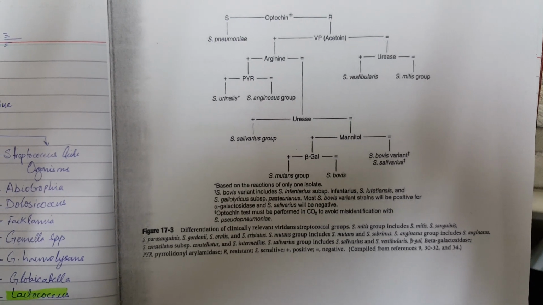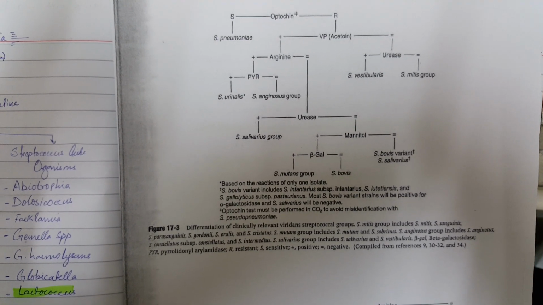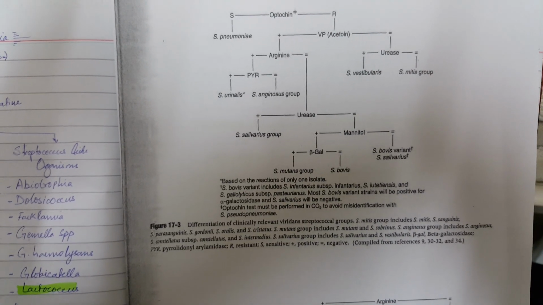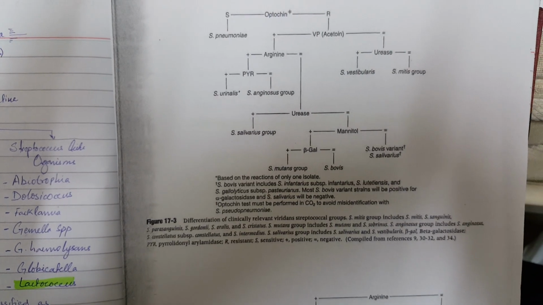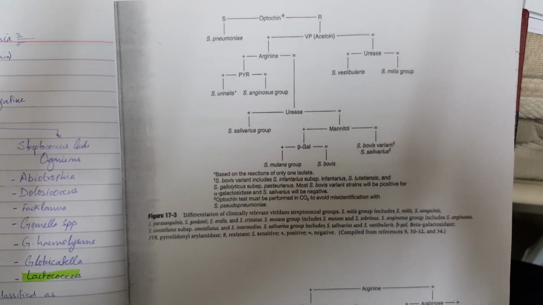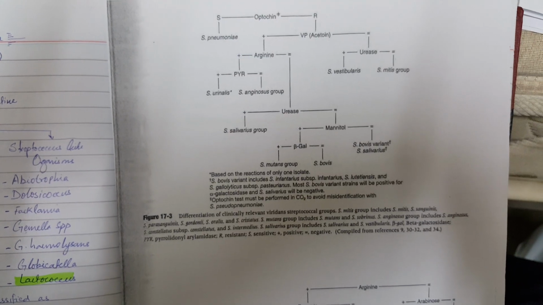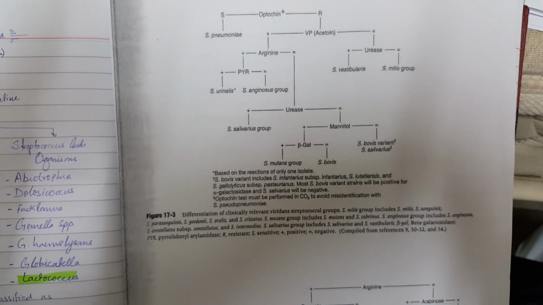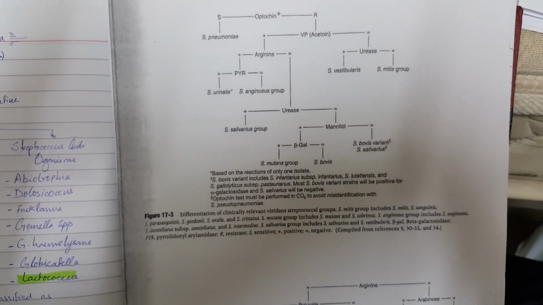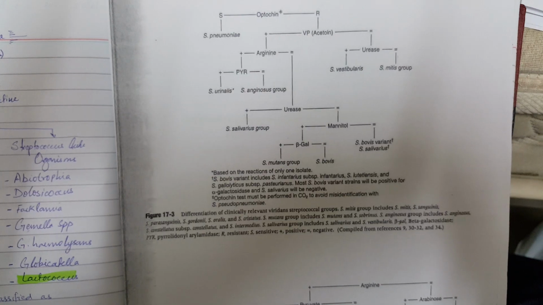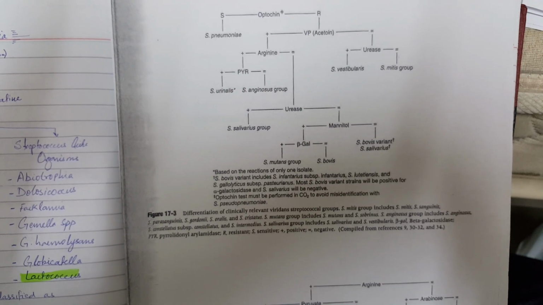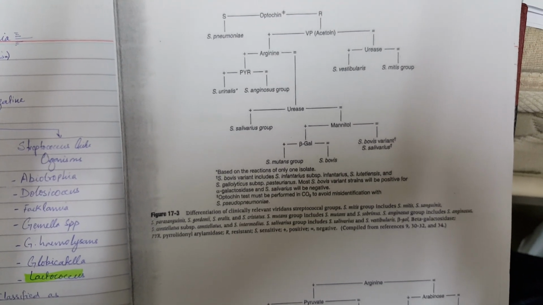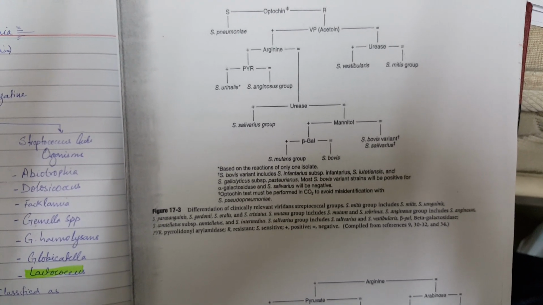If the VP is positive and optochin resistant, then we check arginine. If arginine is negative, then we go for urease. If the urease is positive, this is Streptococcus salivarius group. If urease is negative, it is further tested with mannitol. If mannitol is negative, urease is negative, arginine is negative, but only VP is positive and optochin resistant, that is considered Streptococcus bovis variant or Streptococcus salivarius.